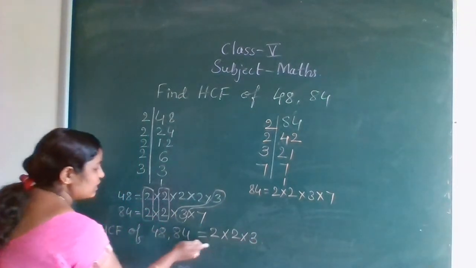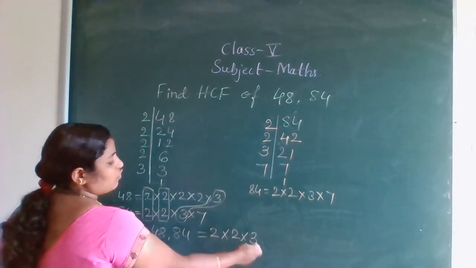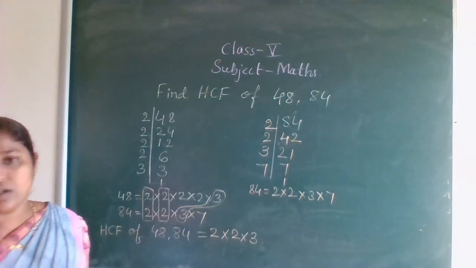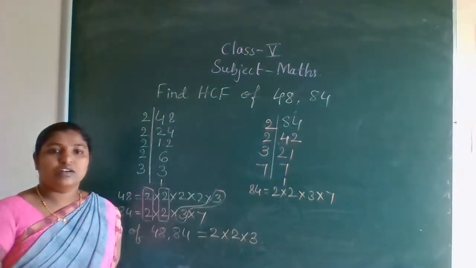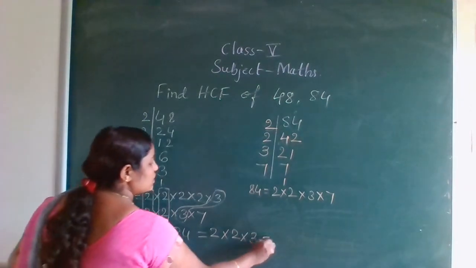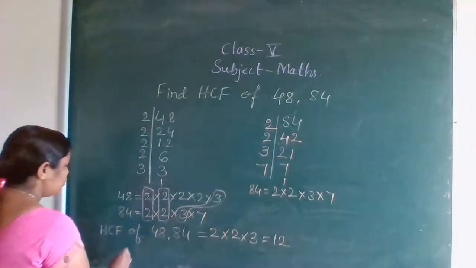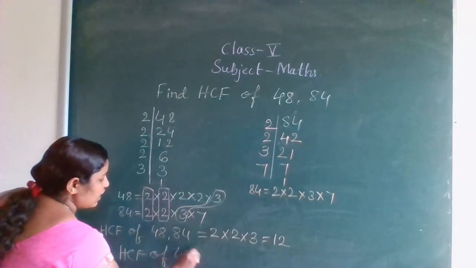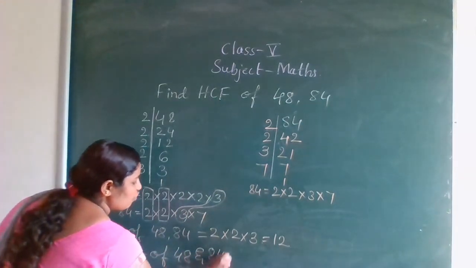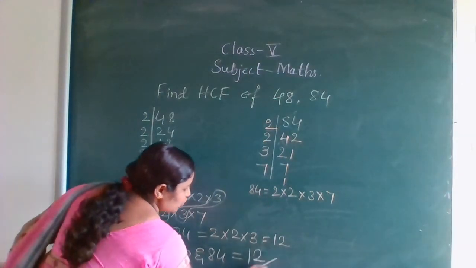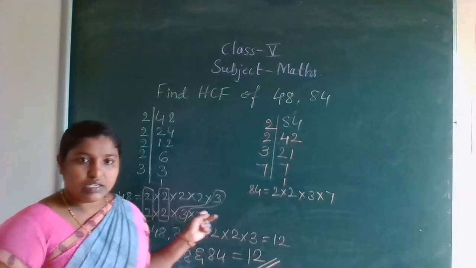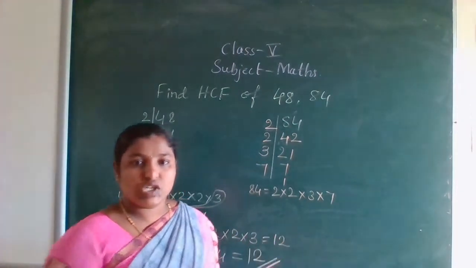So multiply this. 2 2s are 4, 4 3s are 12. So the answer is 12. So the HCF of 48 and 84 is equal to 12. This is the division method to identify the HCF.